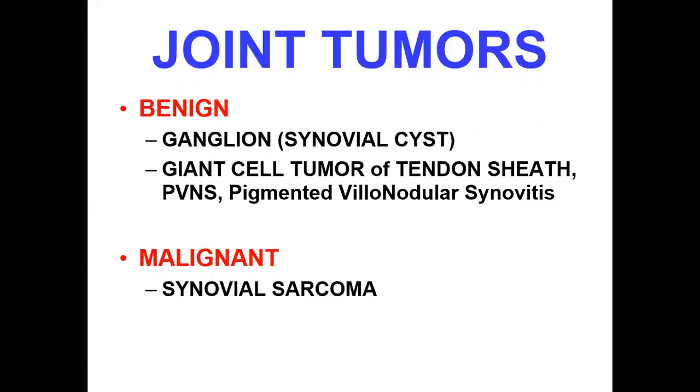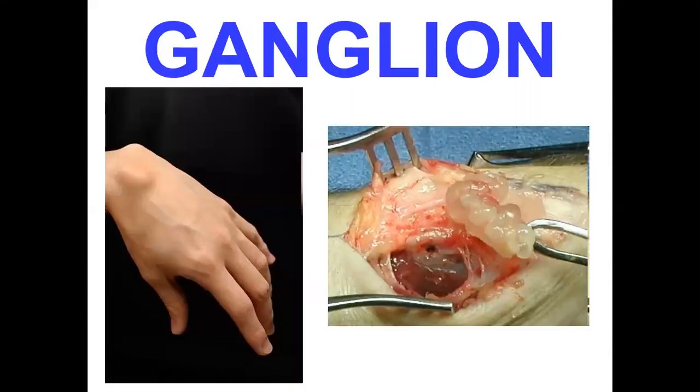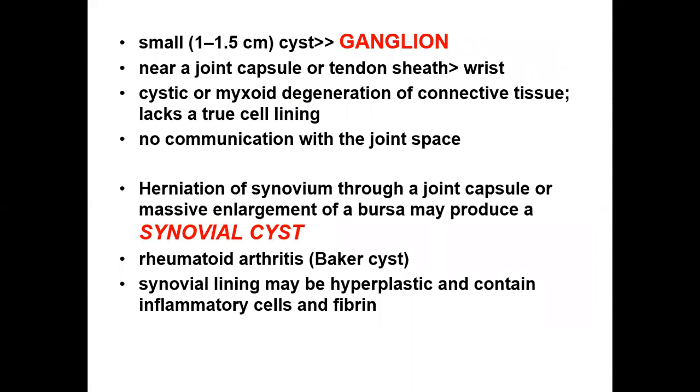So what is a ganglion? Ganglion or synovial cyst is a small cyst that is about 1 to 1.5 centimeter. This results from myxoid degeneration of fibrous connective tissue. And it is often located near a joint capsule or tendon sheath. The most common location is the wrist joint.